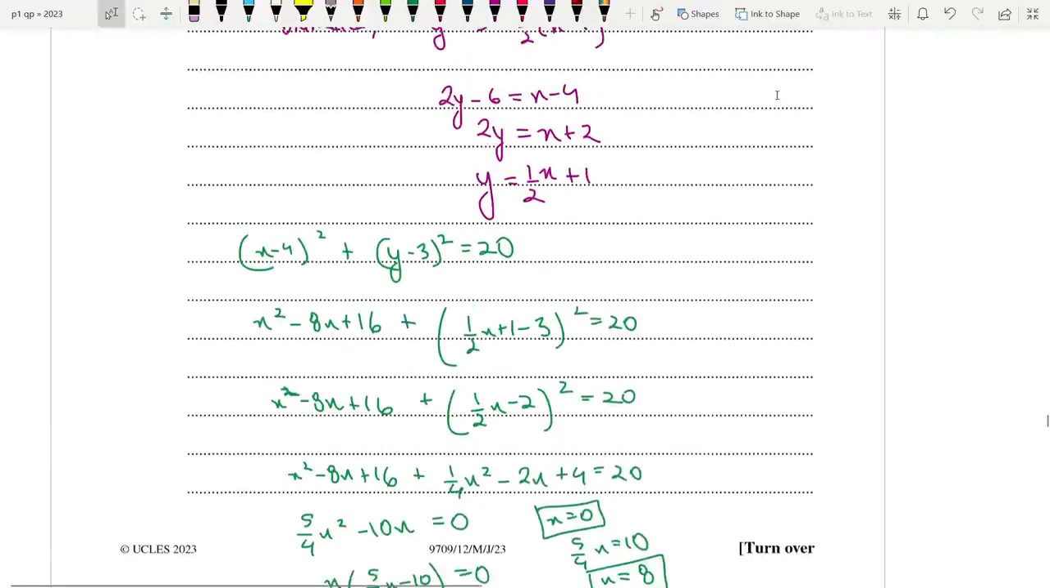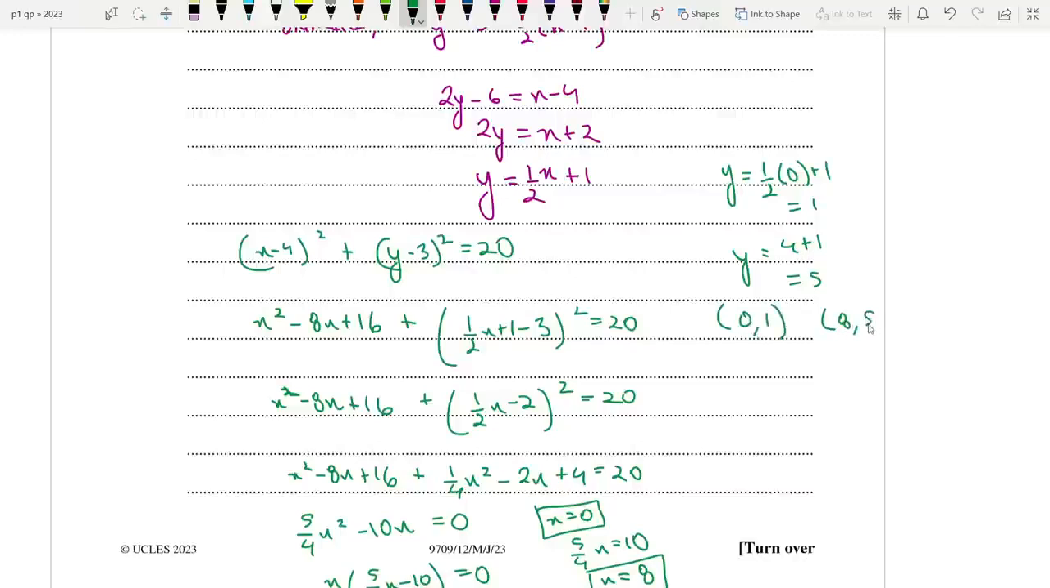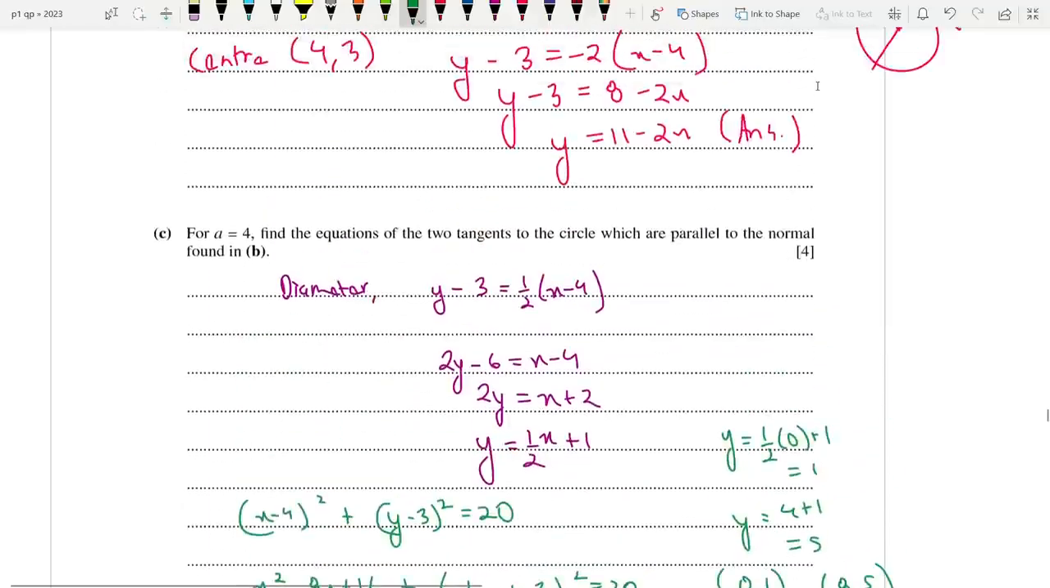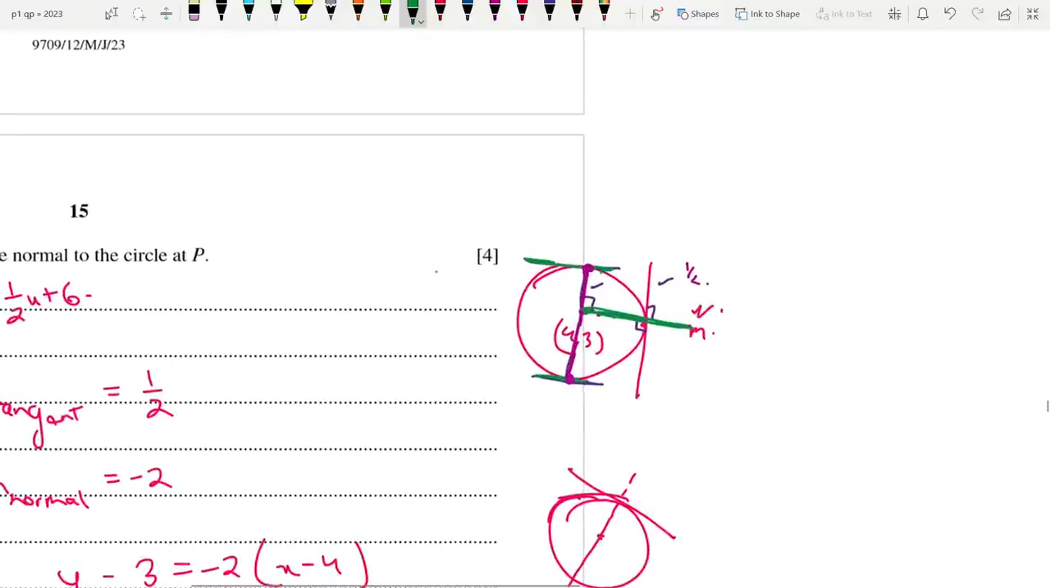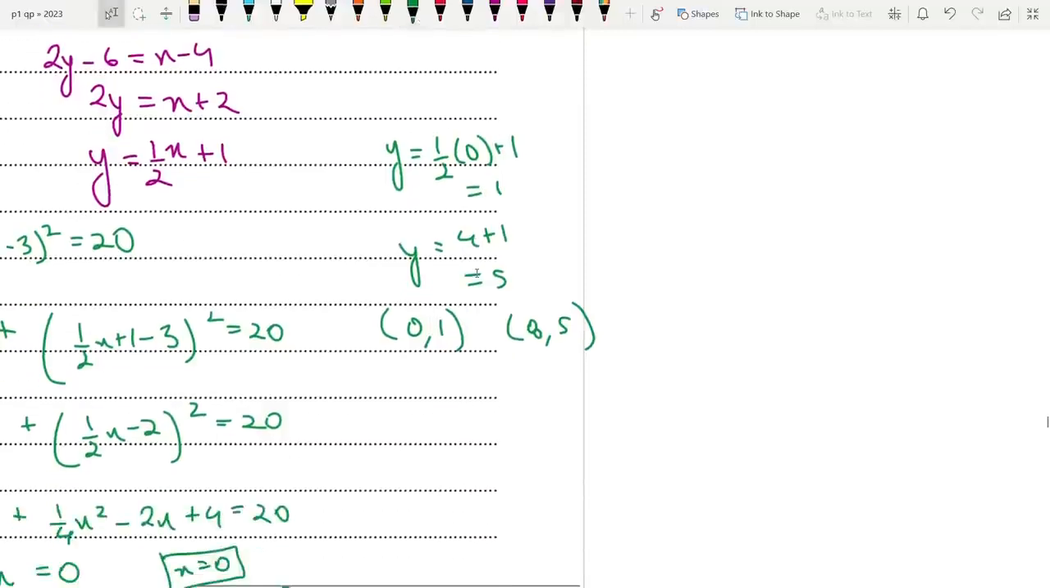Now we need to find the y coordinates. One of them will be y equals half into 0 plus 1, which is 1. The other is y equals half into 8, which is 4, plus 1, which is 5. So the coordinates are ultimately (0, 1) and (8, 5). Now finally we need the equations of the two tangents. We know that their gradient is equal to the gradient of the normal that we got, minus 2. So y minus 1 equals minus 2 into x minus 0, y minus 1 equals minus 2x, or y equals 1 minus 2x.